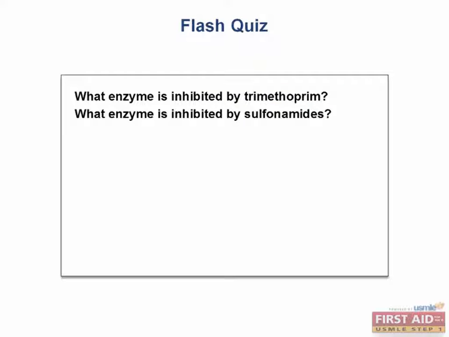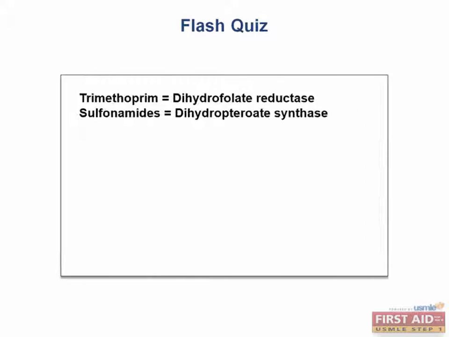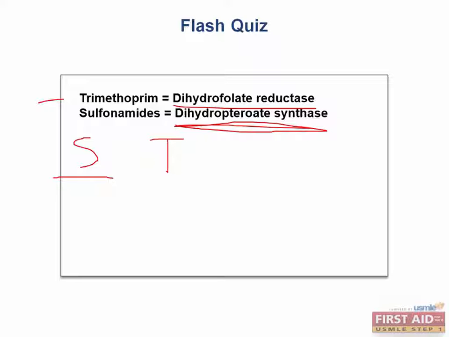Now time for a flash quiz. Can you tell me what enzyme is inhibited by trimethoprim? And then tell me what enzyme is inhibited by sulfonamides. Well, good. Trimethoprim inhibits dihydrofolate reductase, while sulfonamides inhibit dihydropteroate synthase. Remember, sulfonamides, or S, comes before T in the alphabet, and therefore you can remember sulfonamides inhibit the enzyme earlier in the synthesis pathway, dihydropteroate synthase, compared to trimethoprim inhibiting dihydrofolate reductase, which occurs later in the synthesis pathway of folic acid.